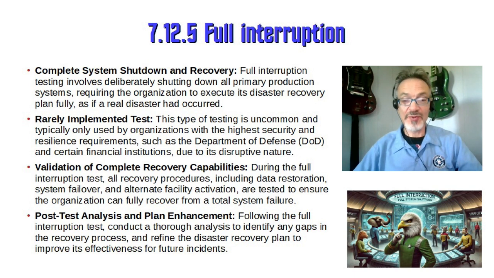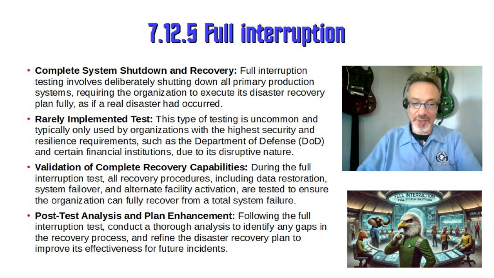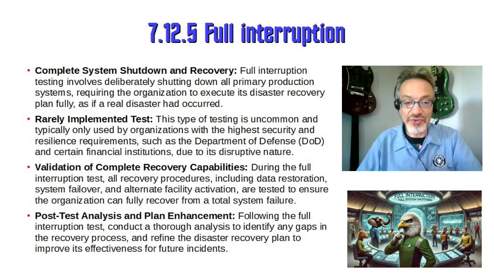7.12.5 Full interruption. This method involves completely shutting down the primary production systems and requiring the organization to fully execute its disaster recovery plan as if a real disaster has actually occurred. This type of test is quite rare, and for a good reason. It's extremely disruptive. Full interruption testing is typically only used by organizations with the highest security and availability requirements, such as government agencies and financial institutions.